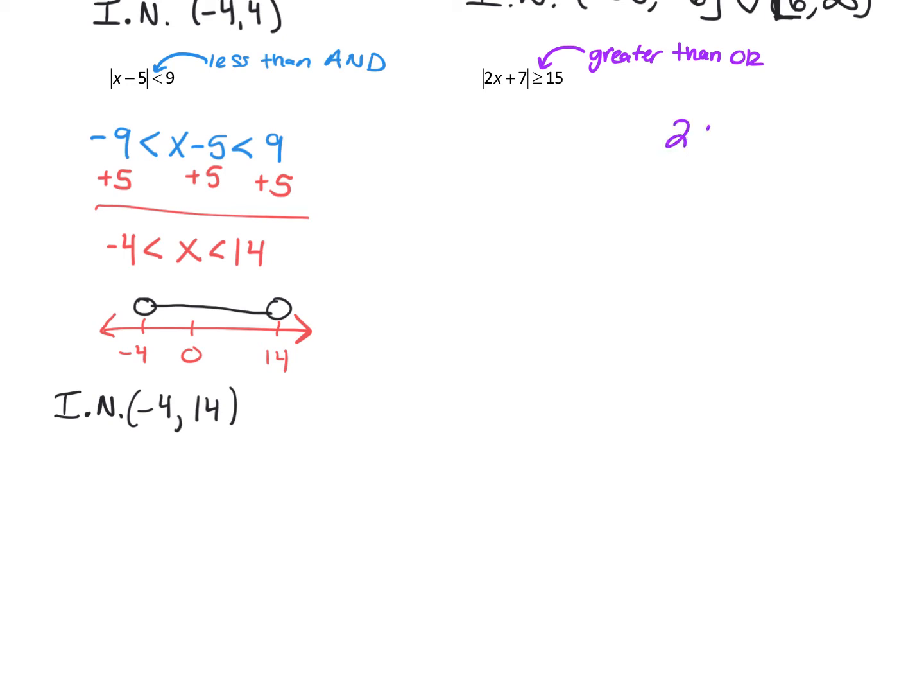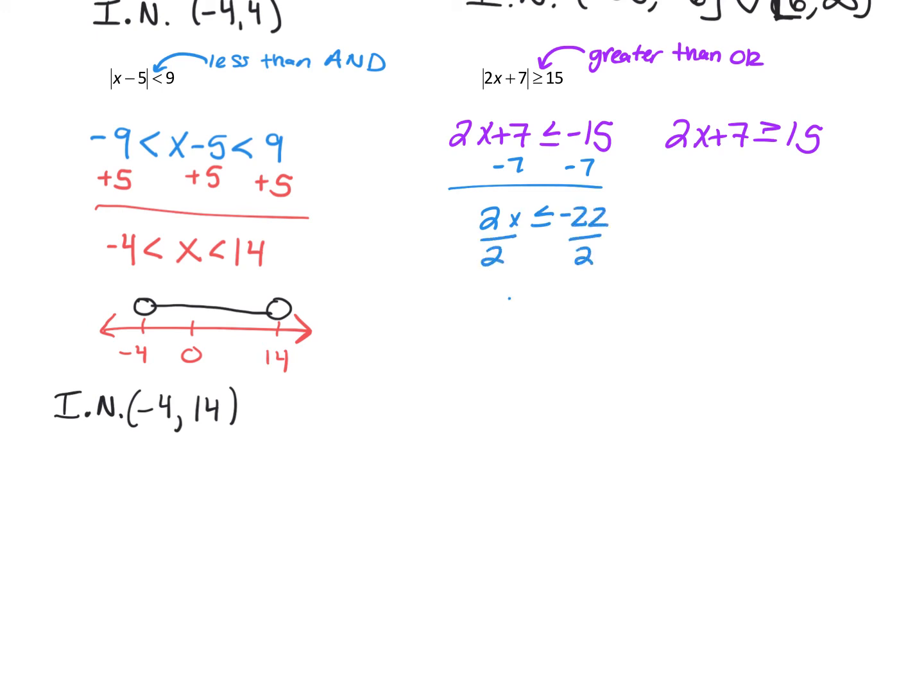So I'm going to have 2x plus 7 is greater than or equal to 15, but I'm also going to have 2x plus 7 is less than or equal to negative 15. Now I just want to solve each of these equations, so minus 7. I'm going to have 2x is less than or equal to negative 22. Then I would divide by 2, and I would get x is less than or equal to negative 11.